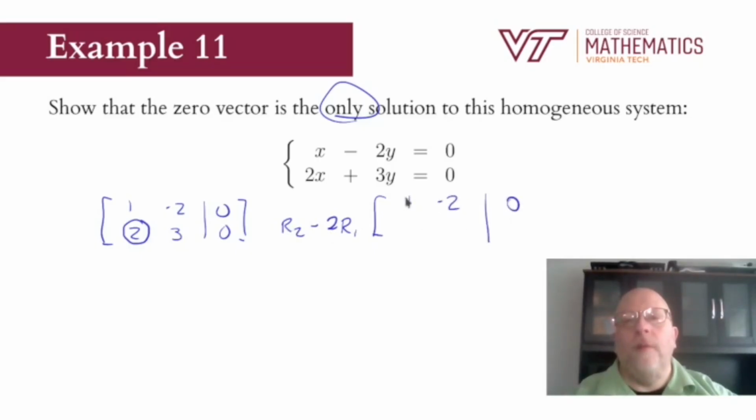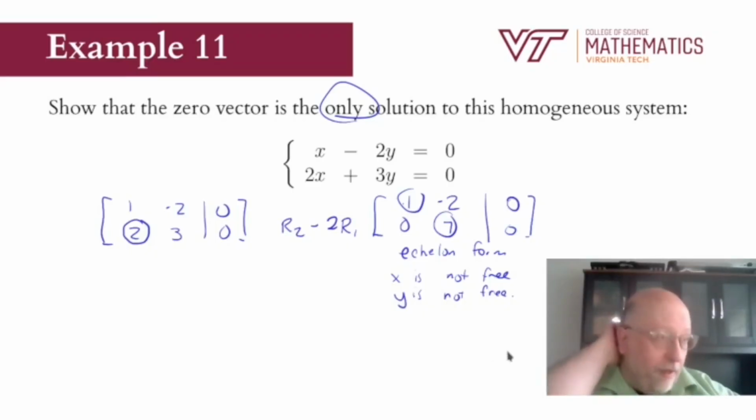So then 2 minus 2 is 0. 3 minus a negative 4 is 7. And 0 minus 0 is 0. This is an echelon form. But x is not free and y is not free. Because we have a leading entry in the x column, and because we have a leading entry in the y column.